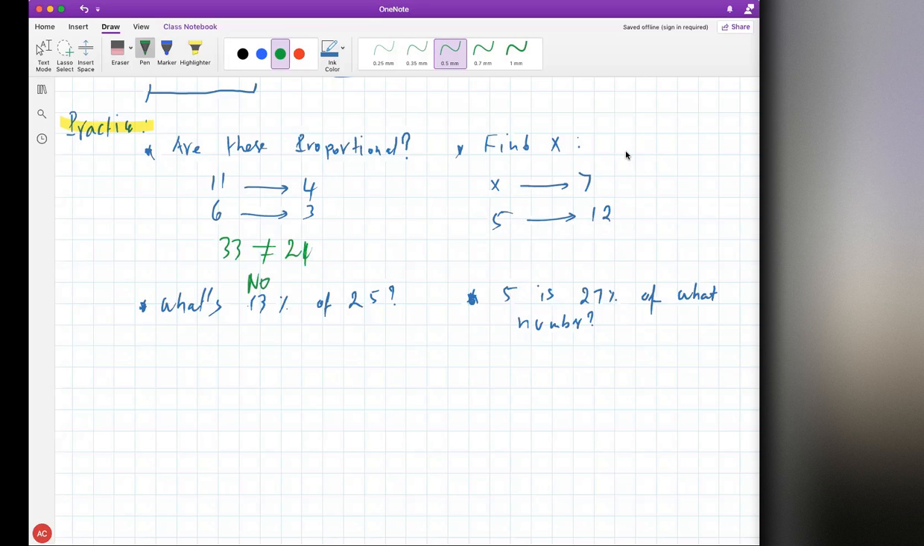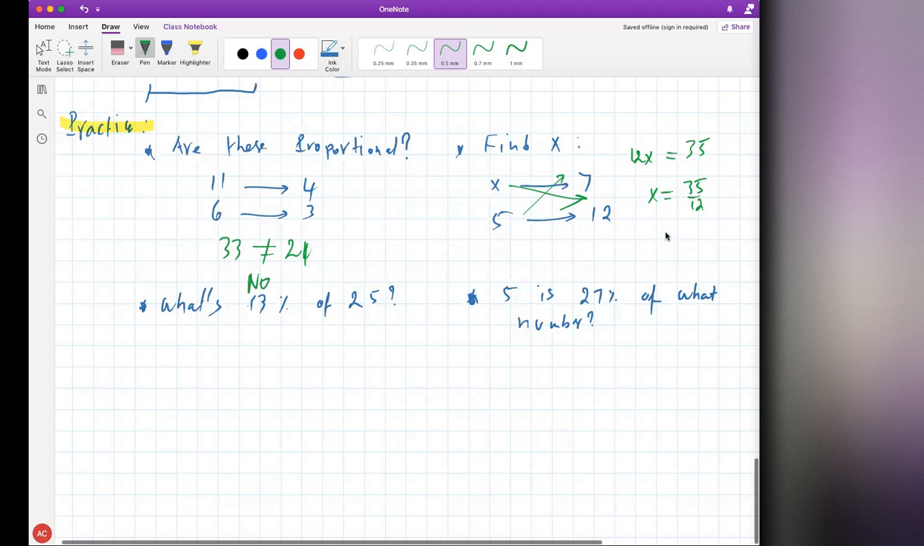Cross multiply, right? x times 12, that's 12x equals what? 5 times 7, 35. Okay, what is x equal to? If we divide by 12, it would be 35 over 12, and that's the fraction. You can reduce it. I mean, you can write it as a mixed number or as a decimal, depending. It becomes 2 and 11 over 12. Okay, that's good.